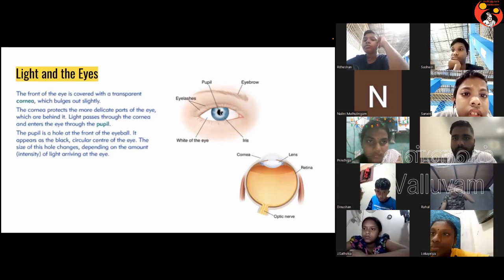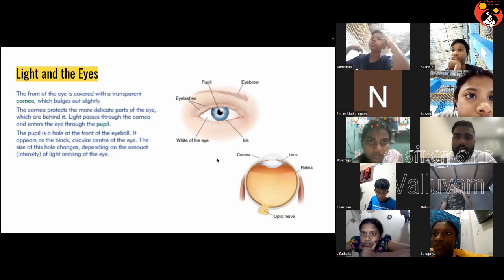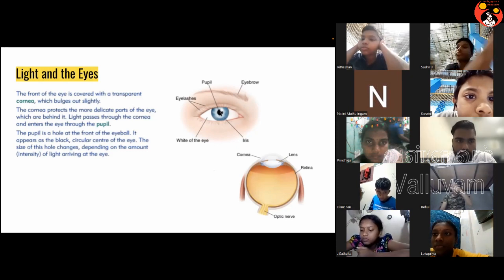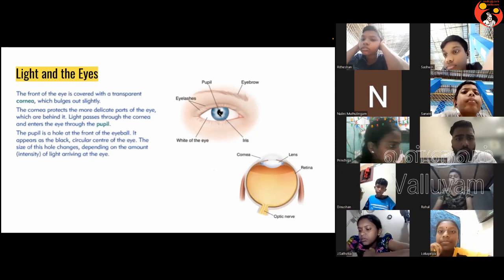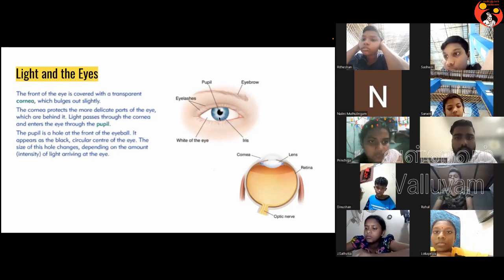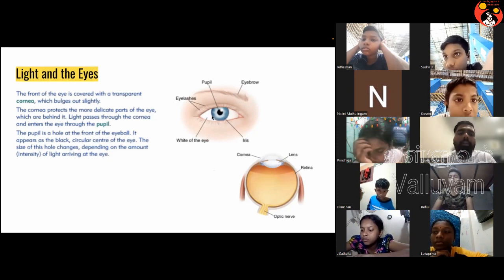Now, the pupil you can see in this diagram up here. So the cornea is a film in front of it, right, bulging out. The light hits it, then goes through the pupil. Now, depending on the intensity of the light, the size of the pupil changes and adapts.